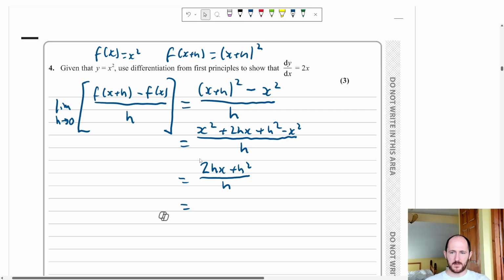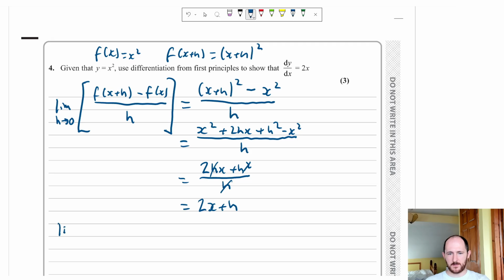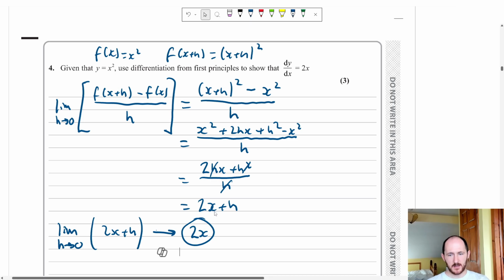So divide through everything by h, so that becomes 2x, because the h's cancel. If you want, you can cancel it like this. We get 2x plus h. And now, for the very last step, we're taking the limit as h tends to 0 of 2x plus h. So if I make h equal to 0, then I just get 2x. So that means dy by dx should be 2x. Not too bad.